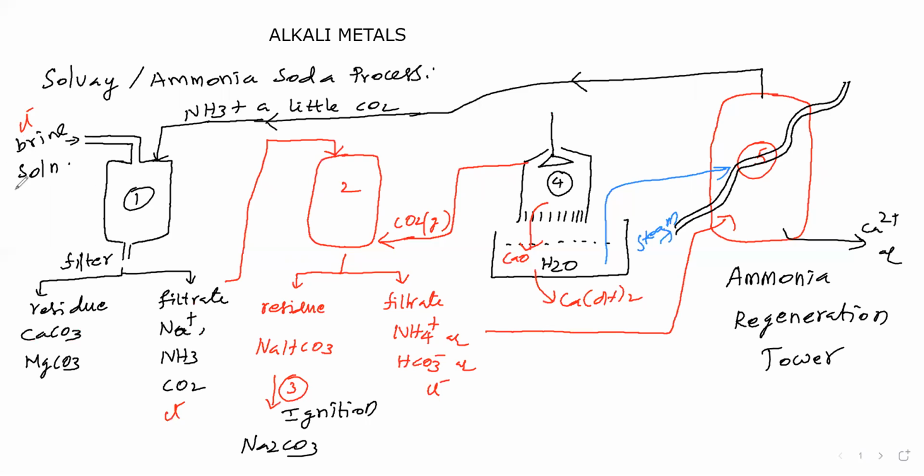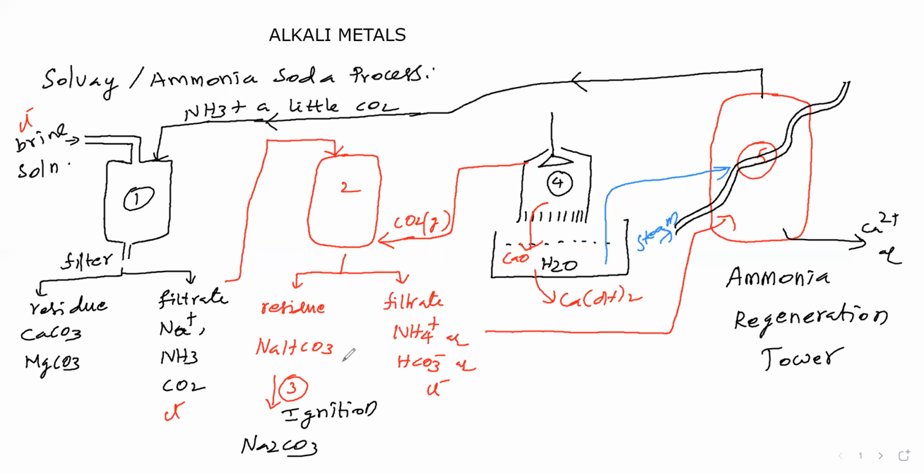Even this brine solution contains potassium ions. Those potassium ions will come to this filtrate and then become potassium bicarbonate, but potassium bicarbonate solubility is more than sodium bicarbonate. Therefore potassium bicarbonate will not come to this residue. Therefore we cannot prepare potassium carbonate by this method.